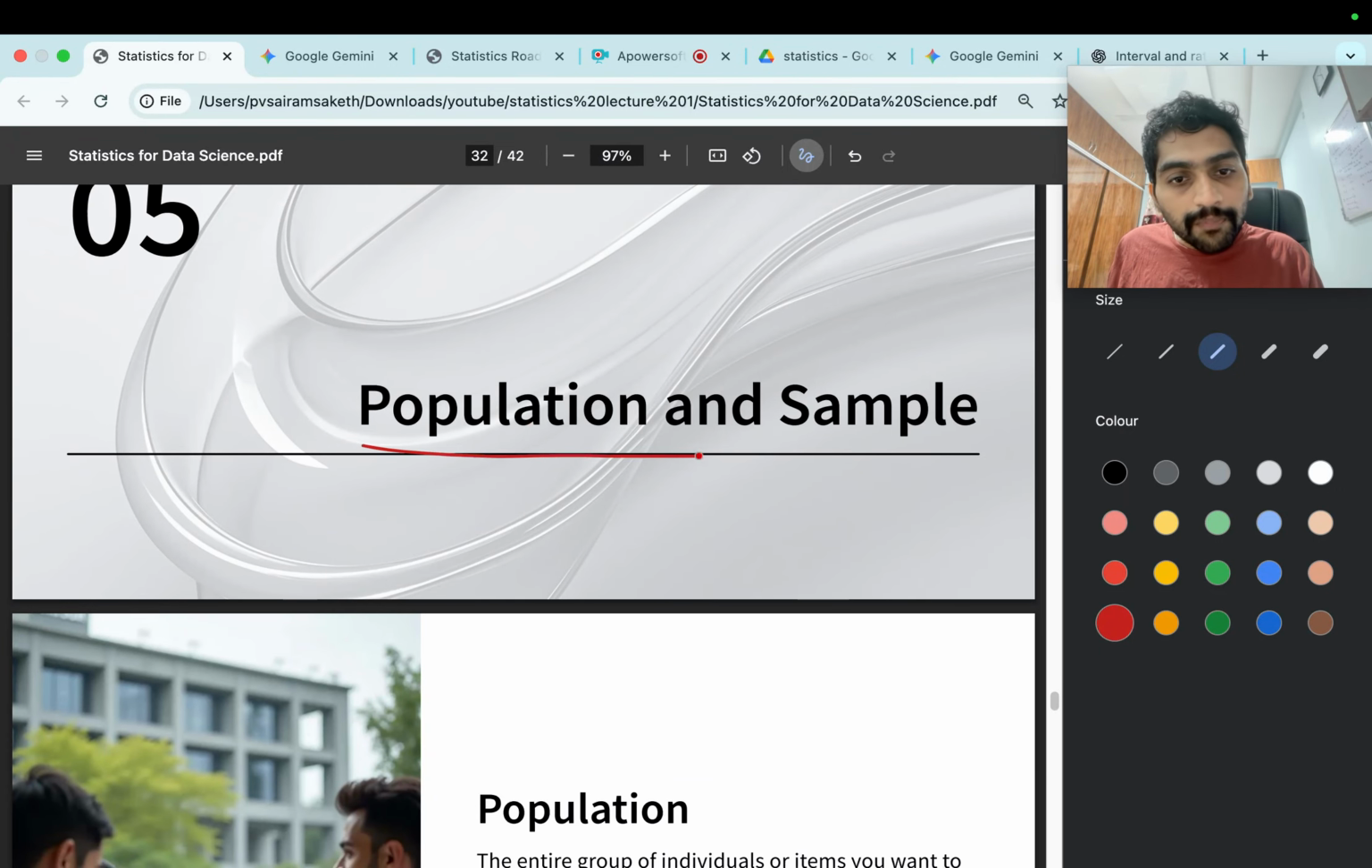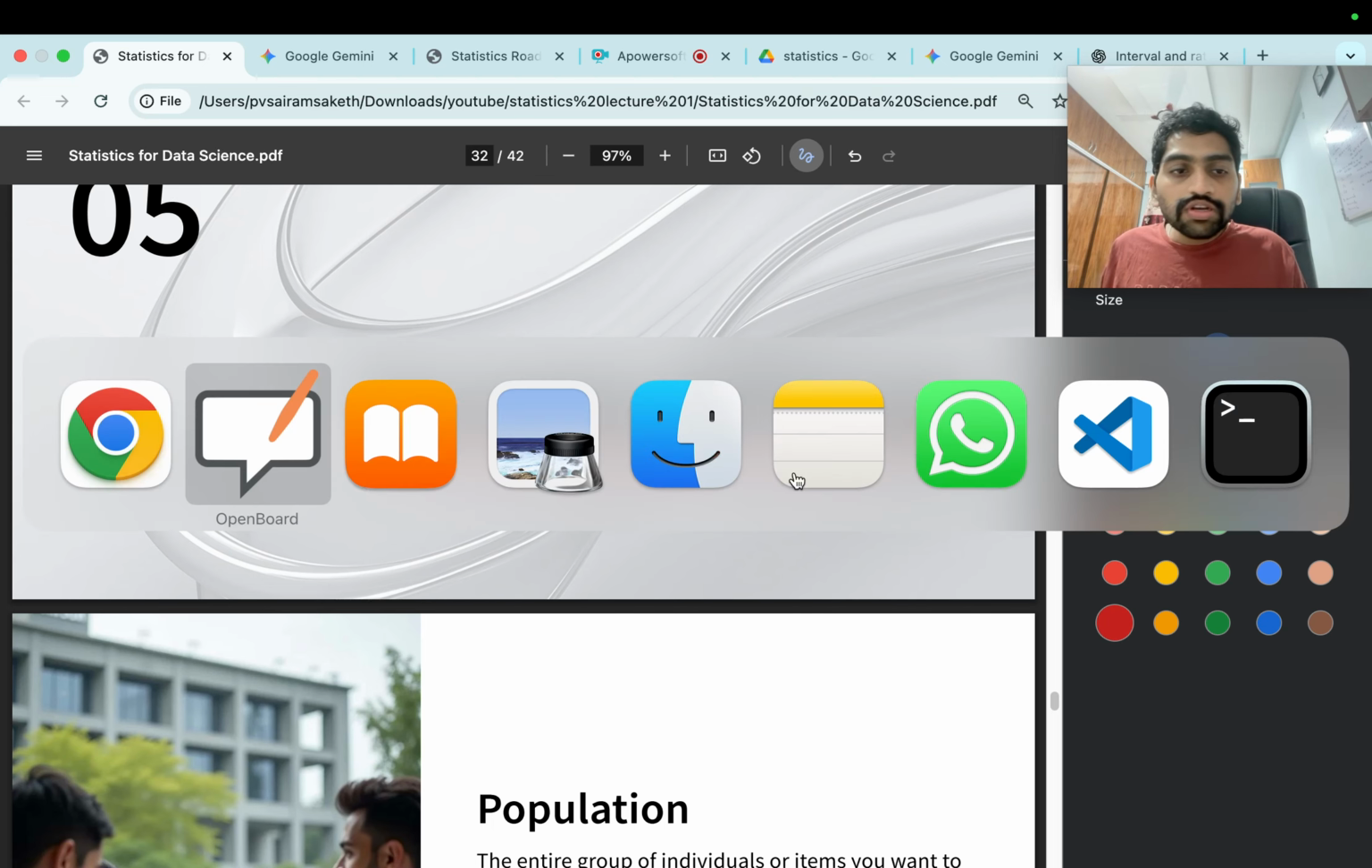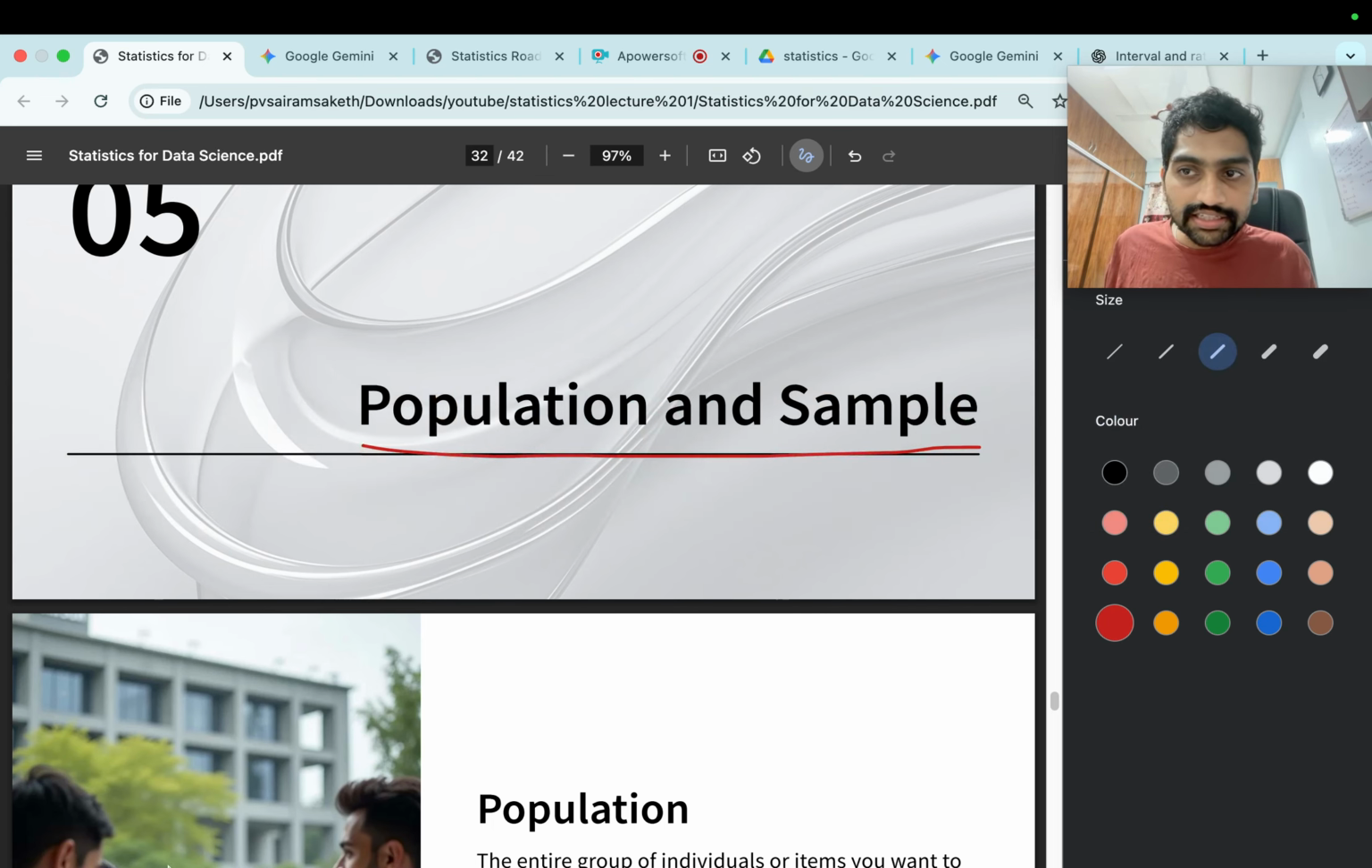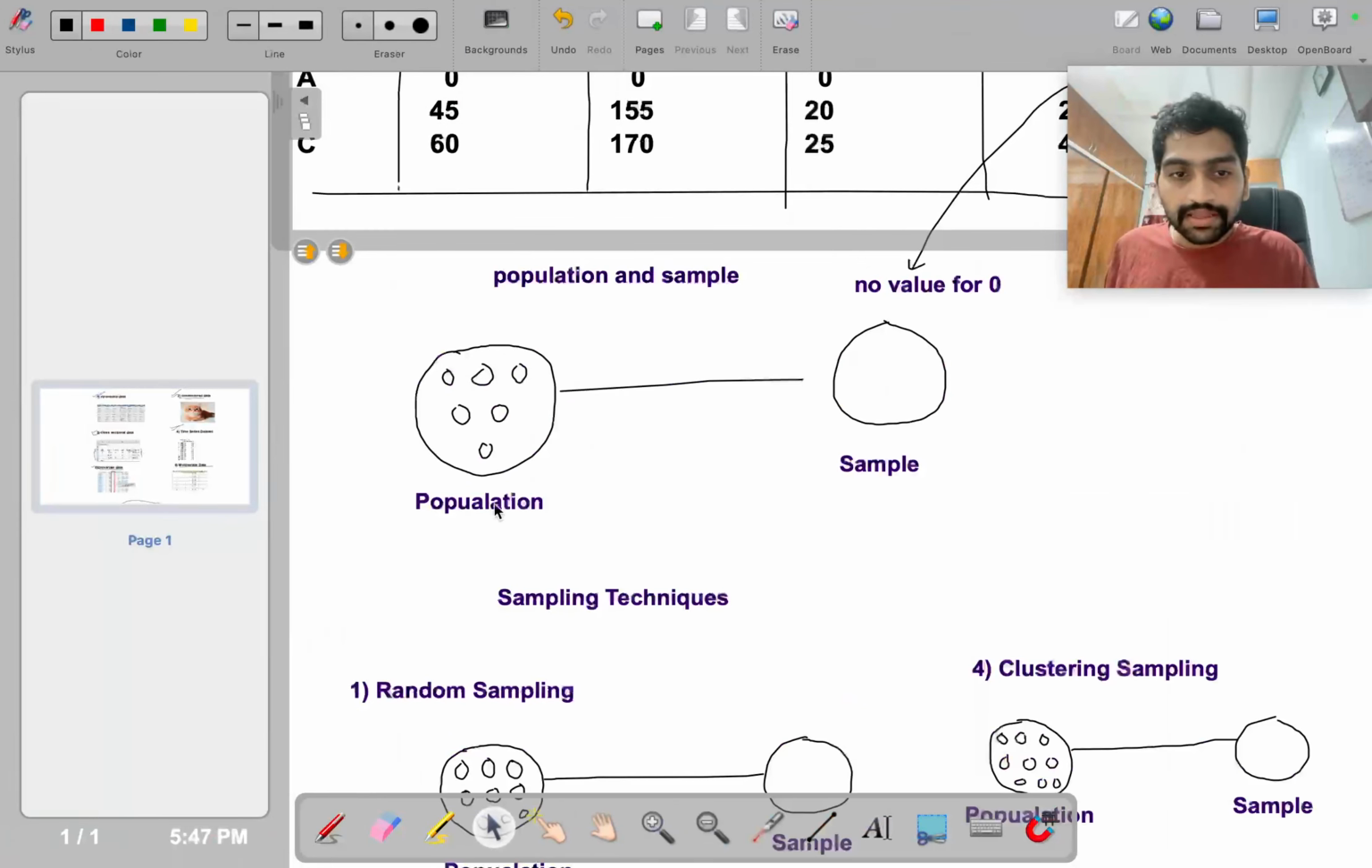Now, what is population? What is a sample? In the last lecture, I discussed population and sample. Let us say this particular area is Delhi. In Delhi, all the regions of Delhi are represented in these circles. But to analyze and make conclusions and predictions, if you have the whole population data, it is very difficult to analyze it.